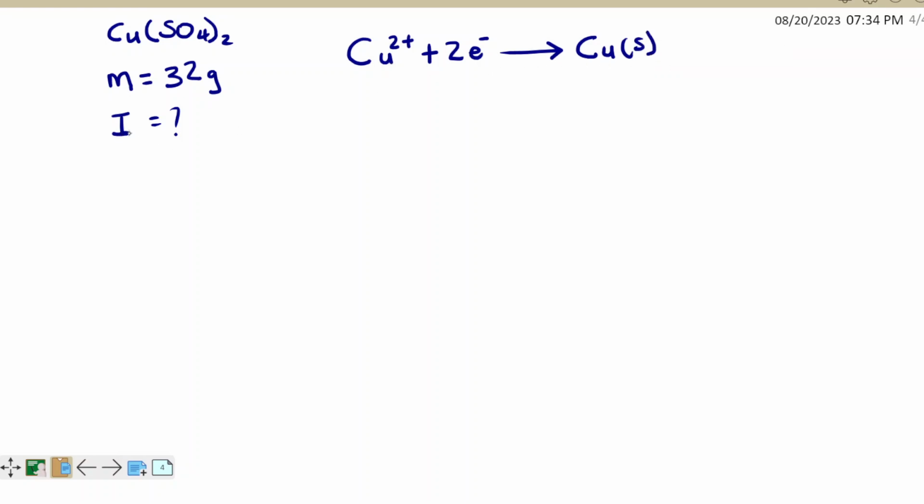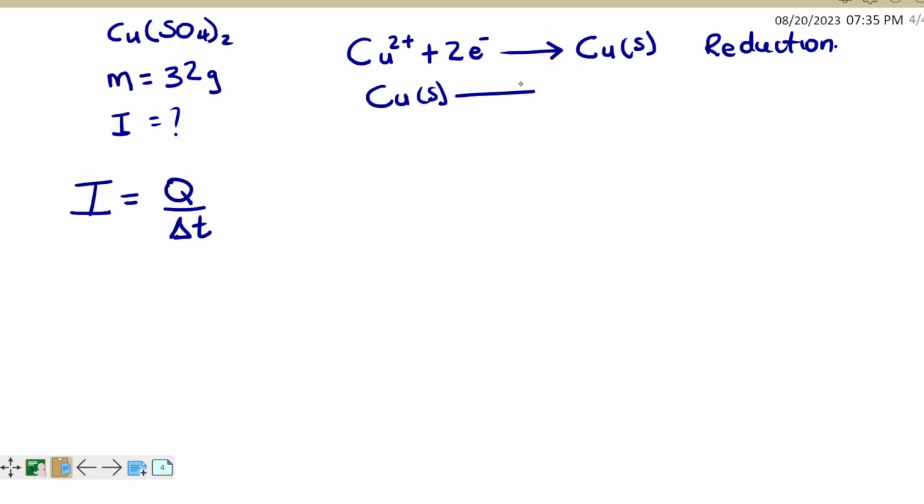Remember, current, what is current? Current is the rate of flow of charge. This is current. This is the formula for the current. Current is the rate of flow of charge. So reduction is happening at the cathode. But on the anode we have copper oxidized. This is the oxidation reaction.